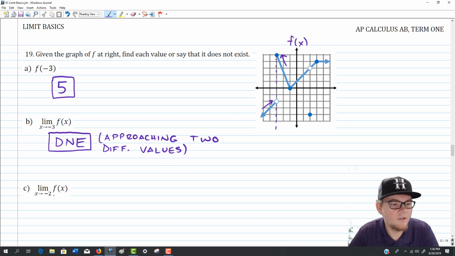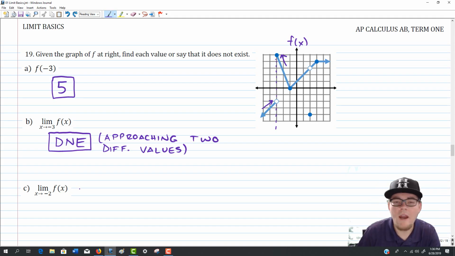So third, question 19c. We have the limit as x goes to -2 of f of x. In looking here, I can't really tell where f of -2 is. It looks like it's right there, but I'm not sure exactly what that is. So I'm going to have to think about what the behavior of the function is on that interval from -3 to -1.